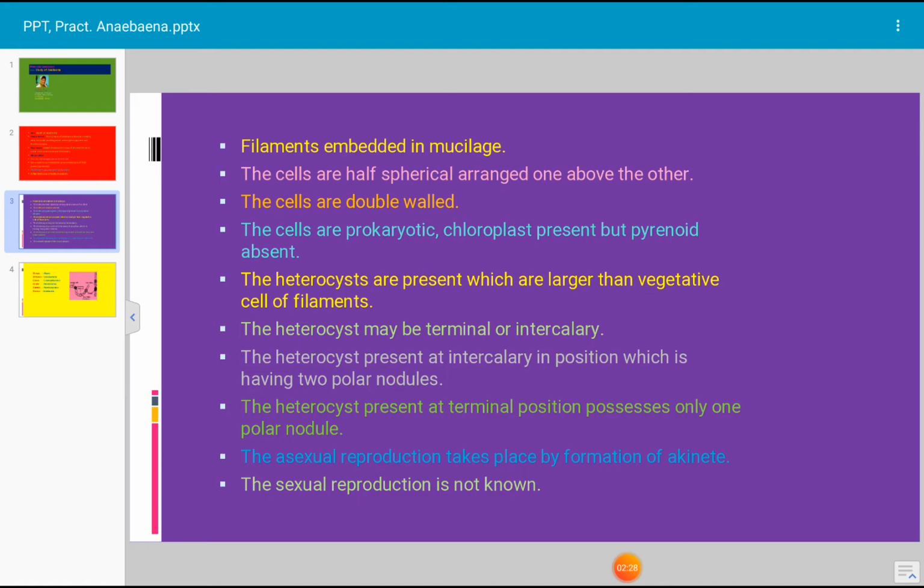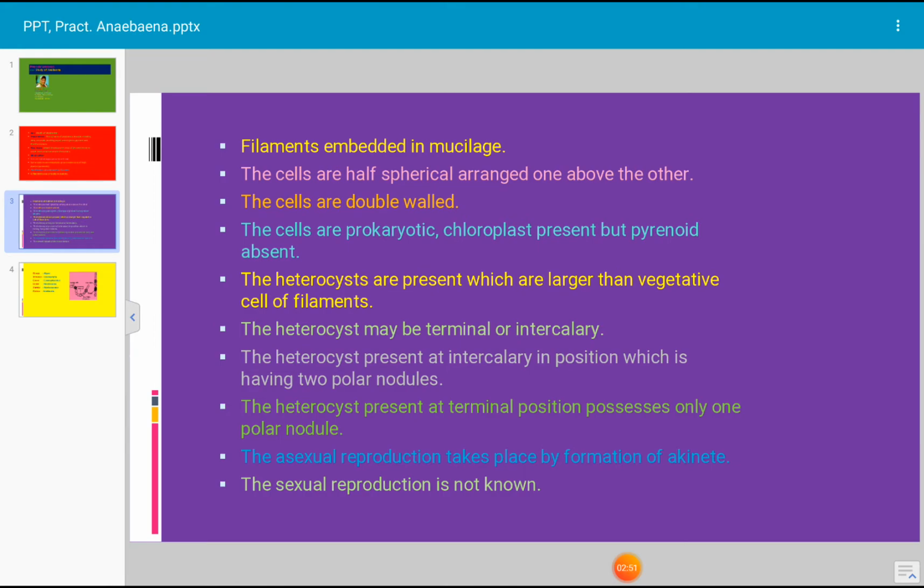The cells are prokaryotic. The nucleus is not well developed, hence they are prokaryotic. Chloroplast is present, but the pyrenoid is absent. Again, an important point: pyrenoid is absent. The heterocysts are present, which are larger than the vegetative cells of the filament.